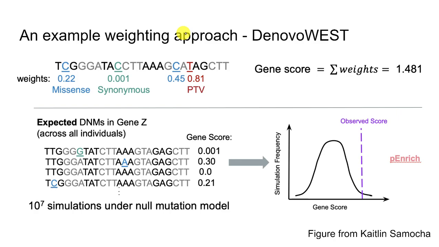And then for a given gene, you can calculate the gene score based on this weighting. For each individual, you take that average across all individuals, and you get a sense for how enriched that gene is for damaging variation compared to all other genes. So you're getting an average gene score, or an average score for that gene. You compare it to the null distribution.